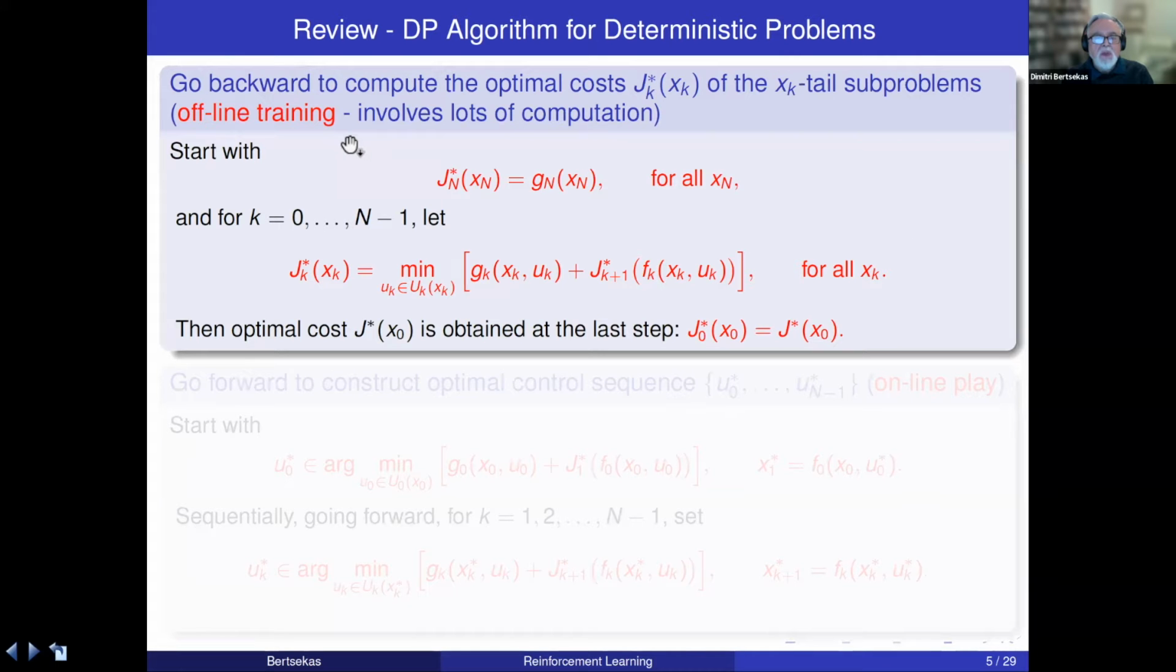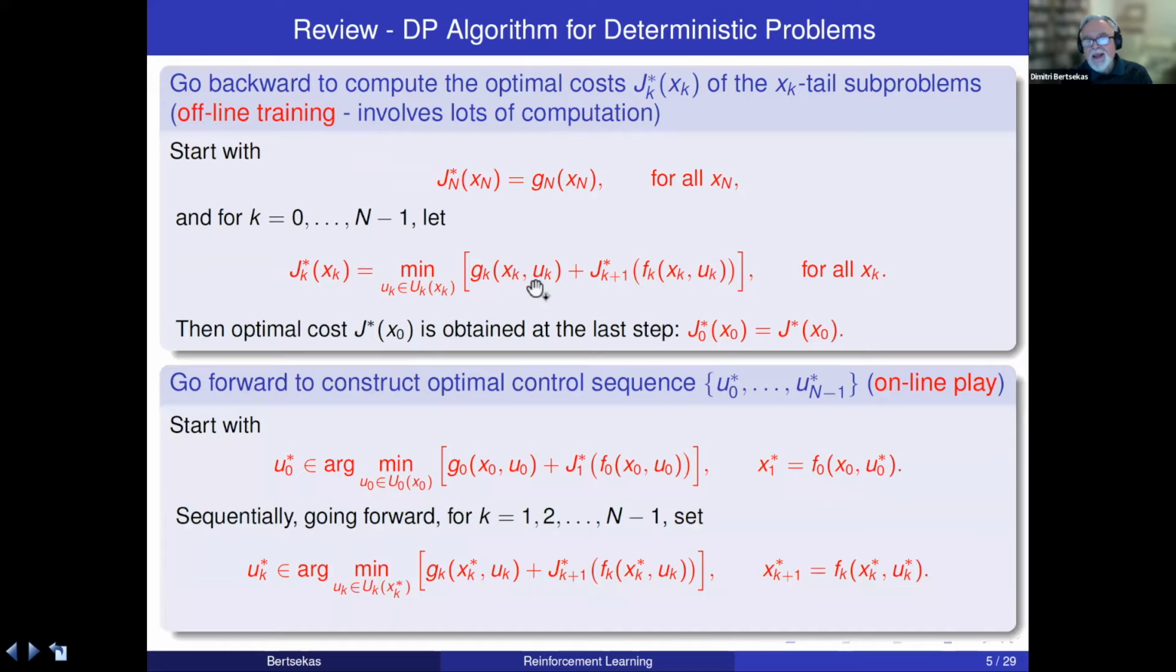Now, you can view this as a computation that's done offline. It's offline training. It has to be done offline because it involves lots and lots of computation. You have to do all these operations for every stage and every state. There could be zillions of states, so that can be an enormous computation. So it has to be done offline. Simultaneously, we can calculate the optimal controls as we do this minimization, but there's another option. We can calculate the optimal controls online by online play.